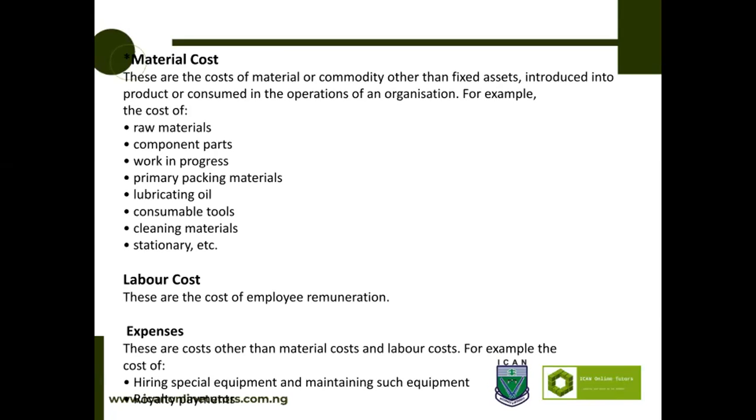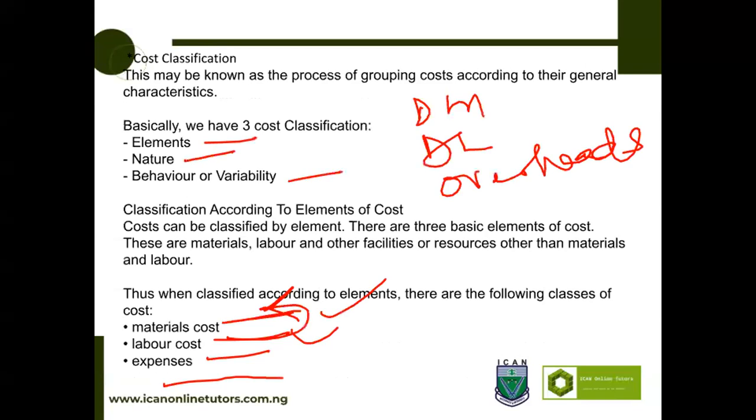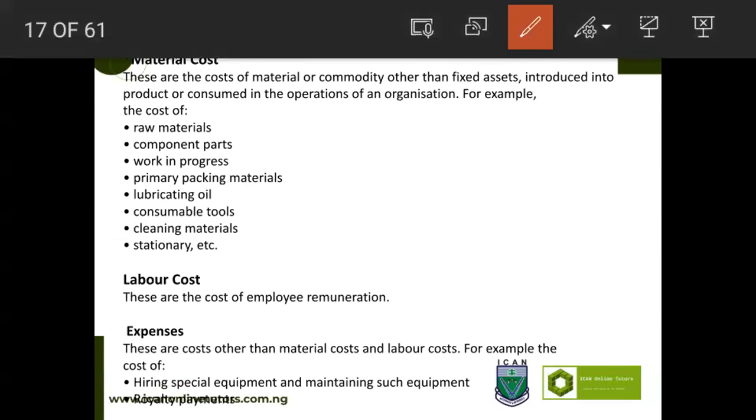Stationery, not the stationery of office. This is stationery. Stationery means tools. There's a difference between stationery and stationery. Stationery are office tools. Stationery are fixed assets, something that is standing, that is immovable in your factory.